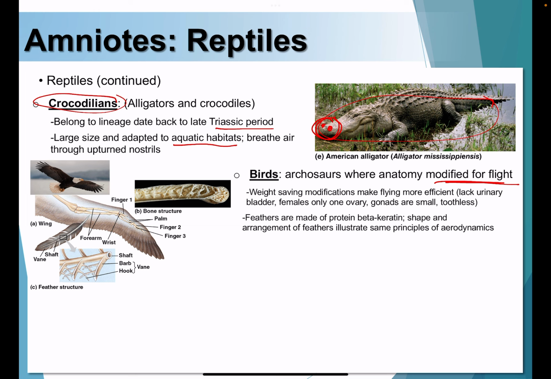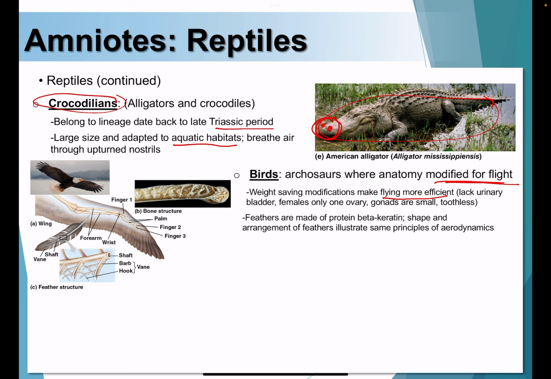Everything that is modified for flight in terms of anatomy has sort of a central theme of saving weight on the bird so that the bird is not weighed down by a lot of weight. We're trying to lighten up the bird as much as possible. That's what allows them to have an easier time flying in the air. When you're lightweight, it actually makes flying more efficient.